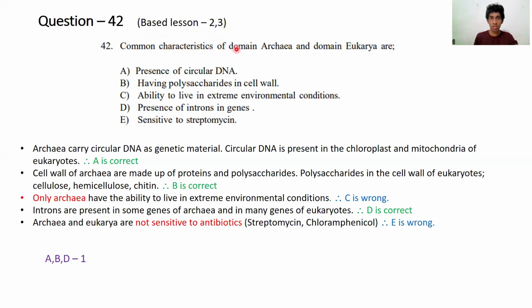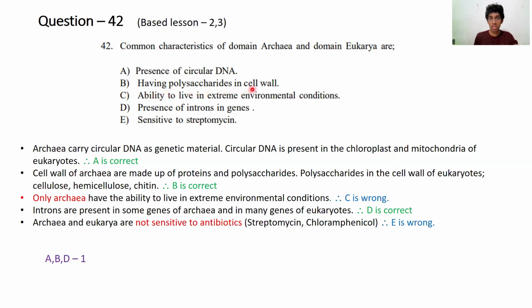Common characteristics of domain archaea and domain eukarya are: A. Presence of circular DNA. Yes, archaea carry circular DNA as genetic material, as well as circular DNA is present in the chloroplast and mitochondria of eukaryotes. Therefore, A is correct.